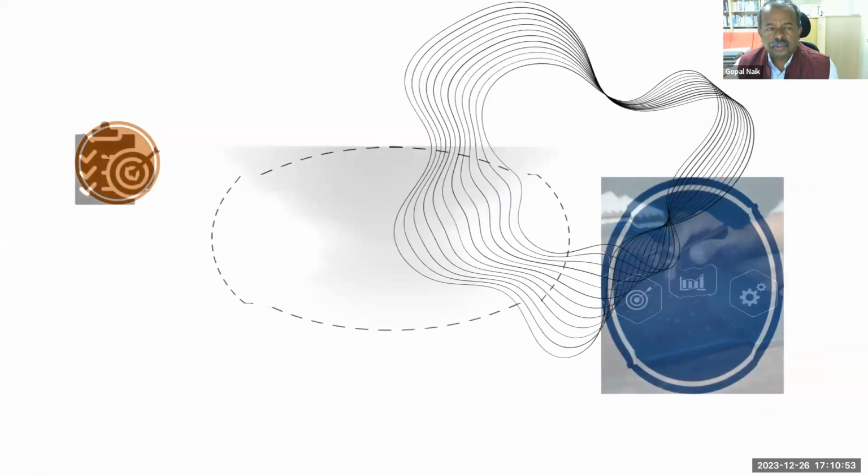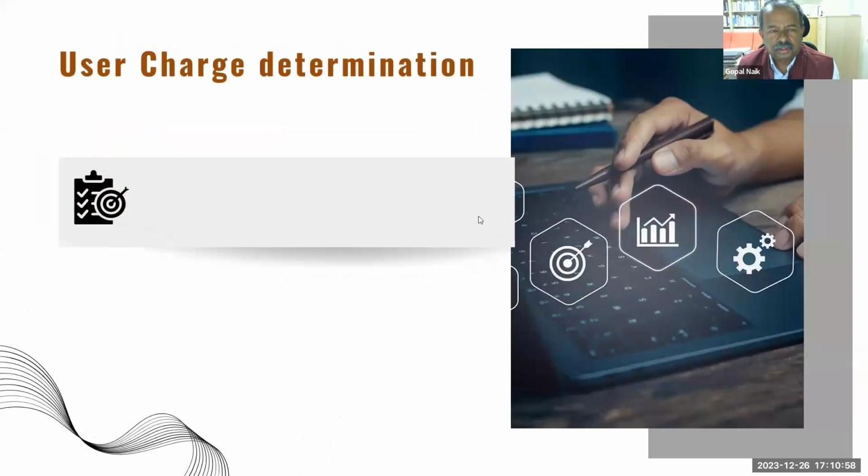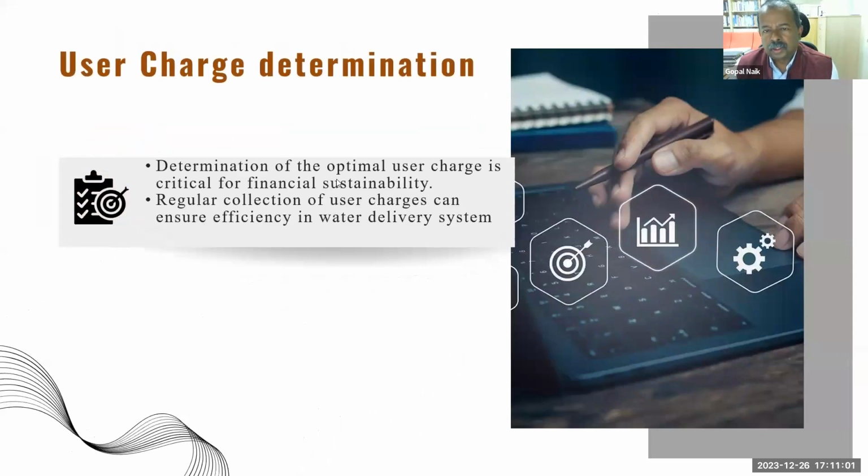So, therefore, determining the user charge is an important activity that the VWSC will have to do. So, therefore, the question is, what is the optimal user charge that you can levy on the households, so that there is financial sustainability, as well as there is a buy-in by the households. So that's important from the viewpoint of financial sustainability, and regular collection of the user charges will ensure the efficiency in the water delivery system.